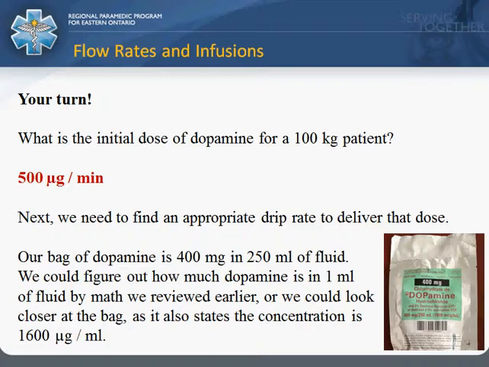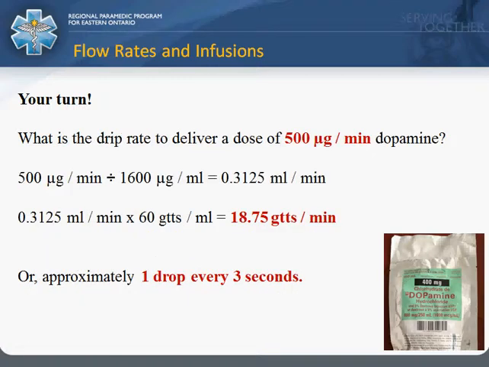Or an even easier way is just look at the bag, because the bag actually says in the bottom right hand corner there 1600 micrograms per milliliter. So if you examine your drugs, and in this case your bag of dopamine, the answer's already there. So smart medics will do a little bit of reading and save themselves some math. Alright, so we need to figure out the drip rate to deliver a dose of 500 micrograms per minute of dopamine. And here's the long math.